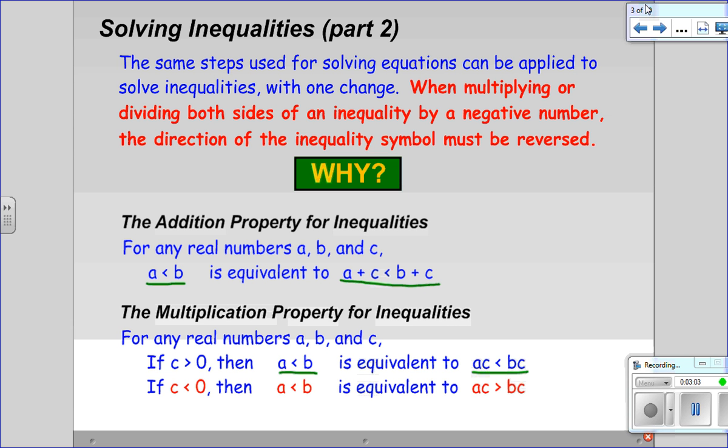However, when you're multiplying by a value that is less than 0, a negative number, then A is less than B is equivalent to AC is greater than BC. And take important note of how our symbols flip from less than to greater than. This will always be true when multiplying or dividing by a negative number.